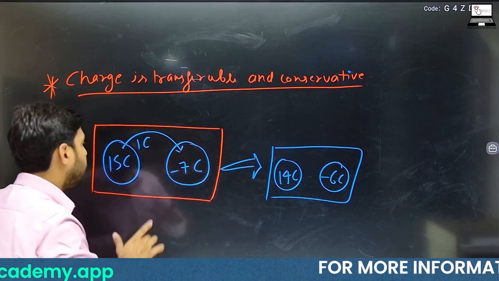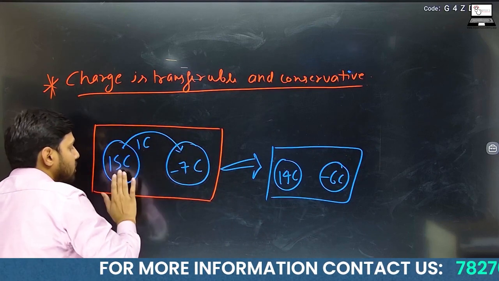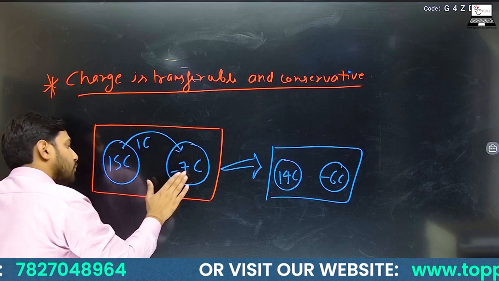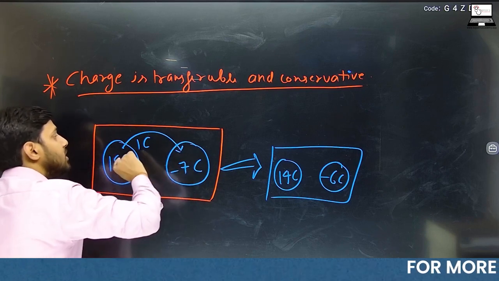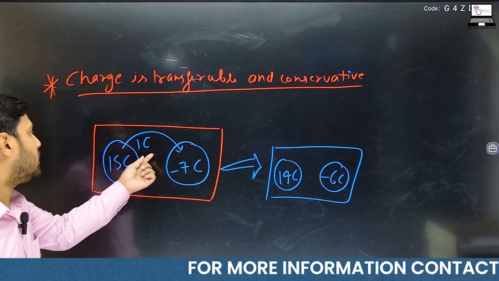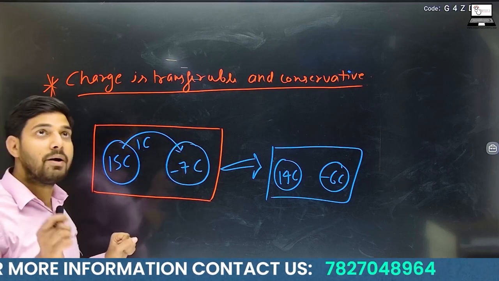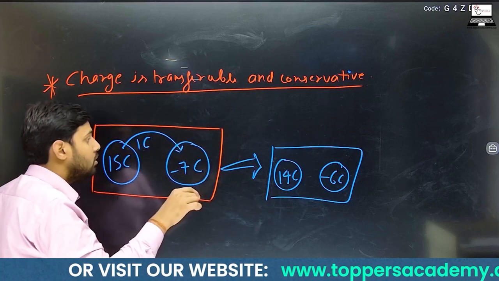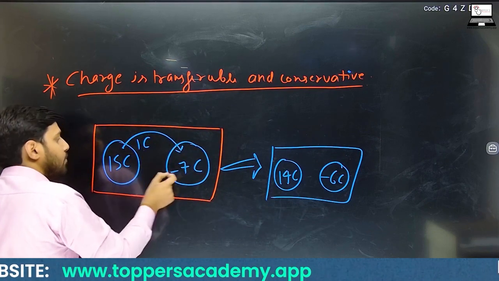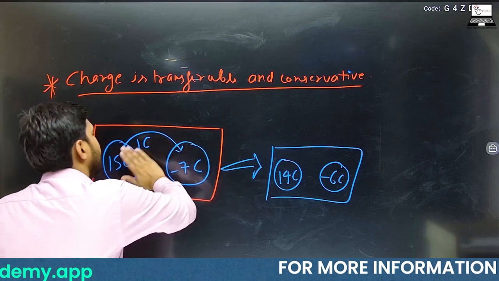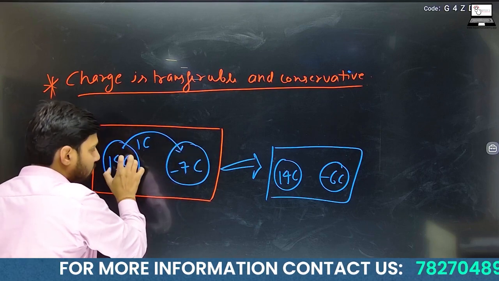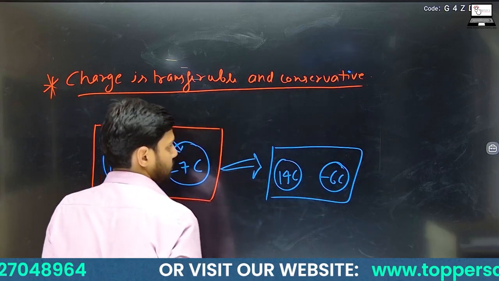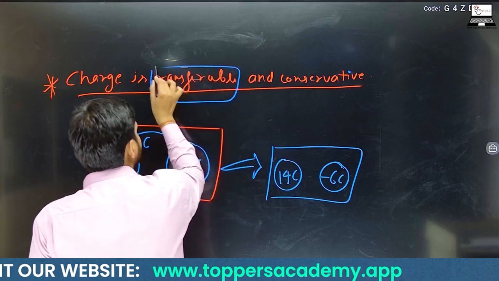One more thing, please don't forget it. We are not transferring positive charge from 15 coulomb to minus 7 coulomb. We are transferring minus 1 coulomb charge from minus 7 to 15. It is just a representation that shows 1 coulomb charge being transferred from 15 to minus 7. But in reality, positive charge cannot be transferred. In reality, electron is being transferred from minus 7 to plus 15. Clear? So after the process, it will become this. This is the transfer of charge.